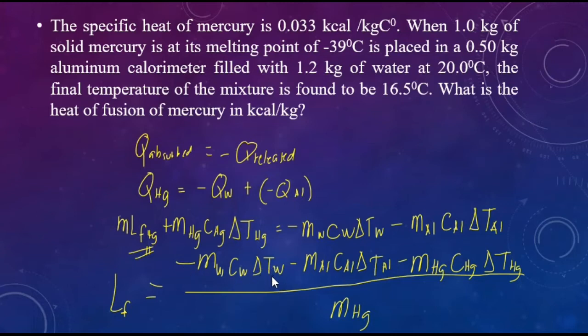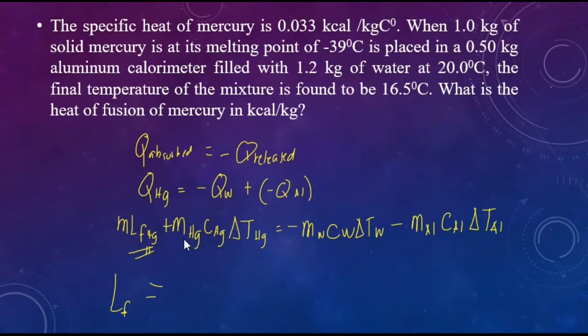Okay. So take note that for the temperature for water, the initial is 20, the final is 16.5. For aluminum, the same: the initial is 20, then the final is 16.5. For mercury, the initial is negative 39, but the final would be 16.5. Okay, so let's now try to substitute the given here. The mass of the water here is 1.2, so that's negative 1.2.